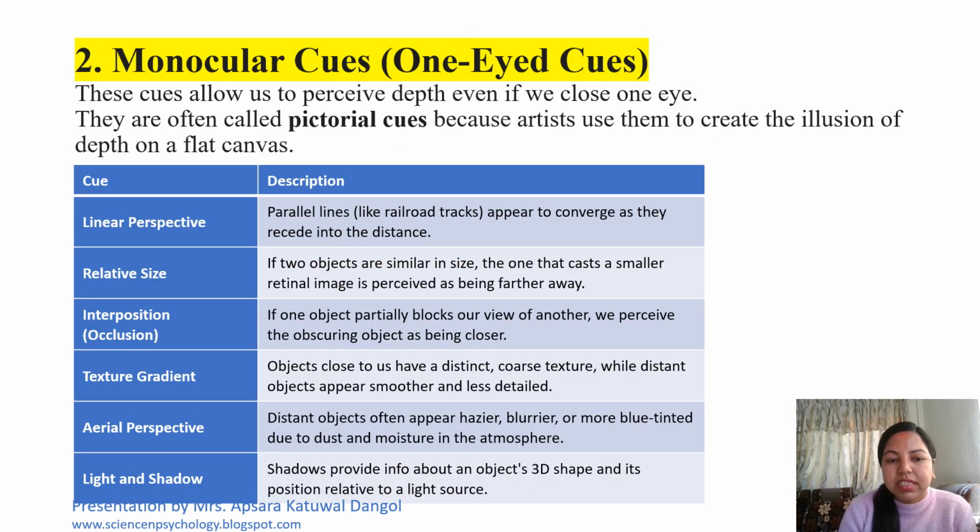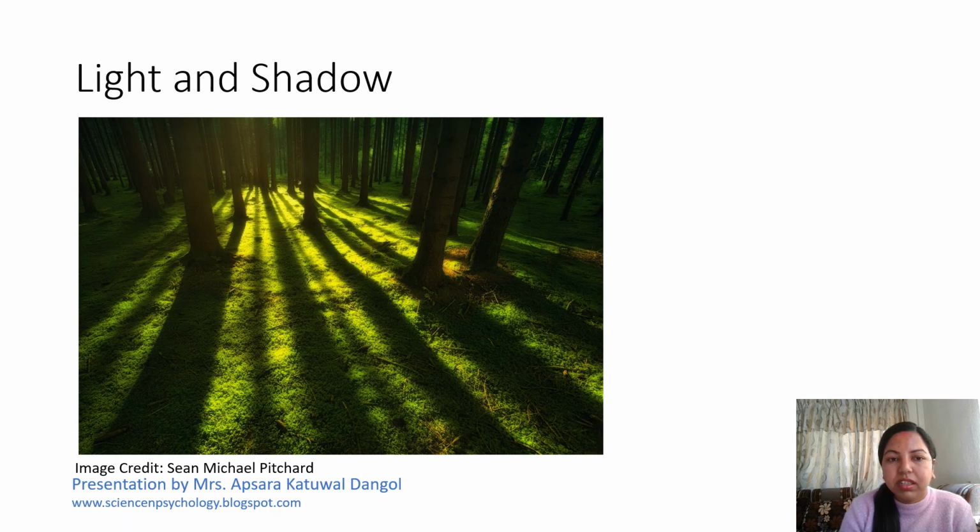Next one is light and shadow. Shadows provide information about an object's 3D space and its position relative to a light source. So as you can see, usually what we know is that if the sun is rising from here, or the sun rays are coming from here, then definitely this is the object and its shadow is cast over here.